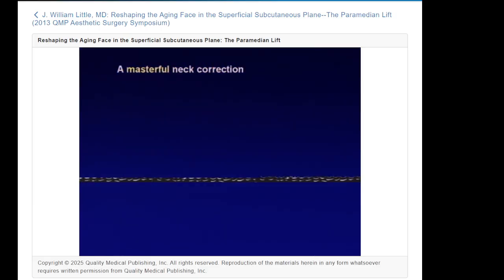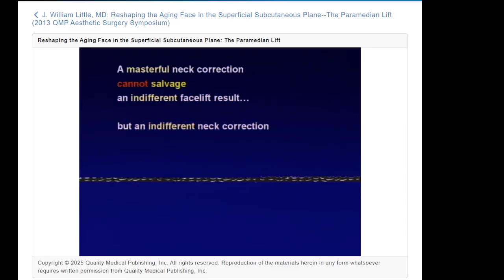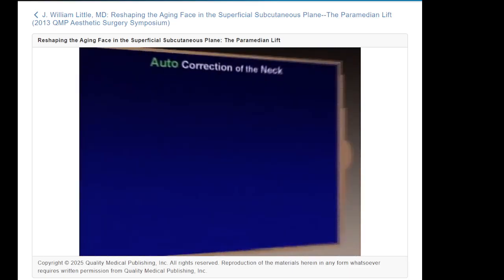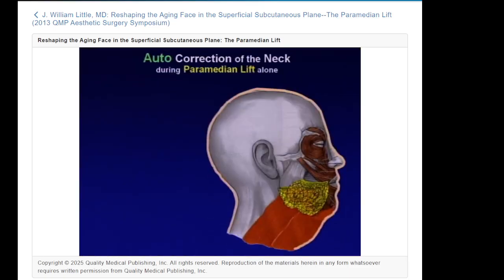But it is important because a masterful neck correction cannot salvage an indifferent facelift result. But I promise you, an indifferent neck correction can most certainly and most predictably scuttle the best of facelifts. So there's no place for marginal improvement of the neck or compromise of the neck. And although I've given up my submental incision, you cannot do that if you compromise your result. It's a bad trade-off. So I look at autocorrection of the neck using this paramedian vector. Now, I'm not a SMAS expert, but I have treated the low anterior mobile SMAS for a long time. I don't know much about the fixed or the high SMAS.